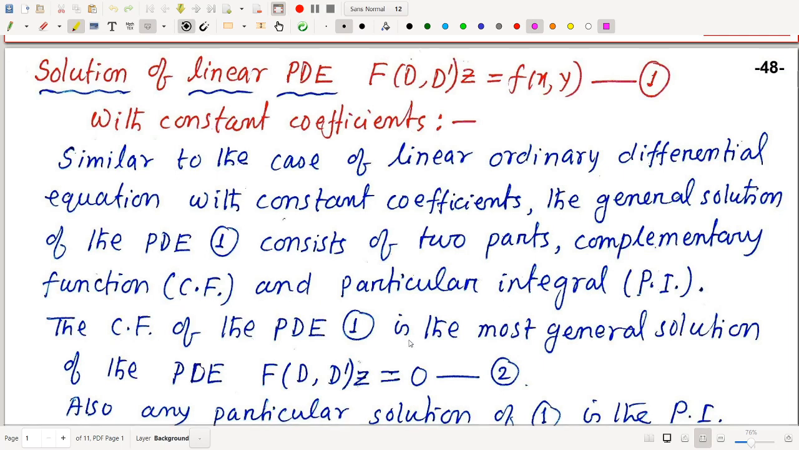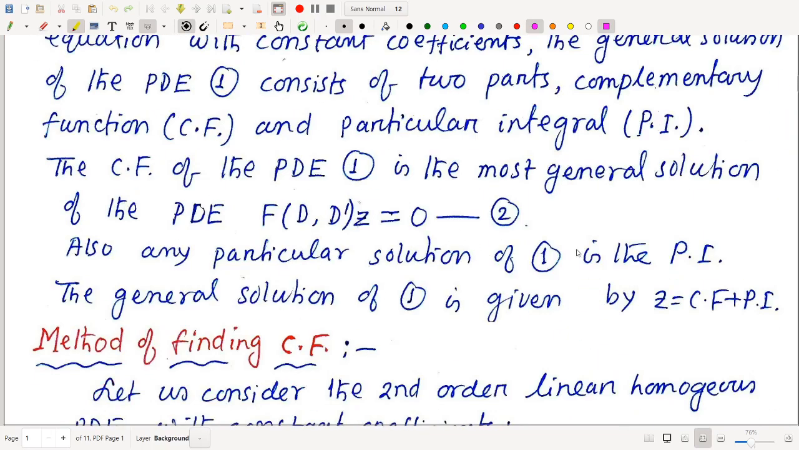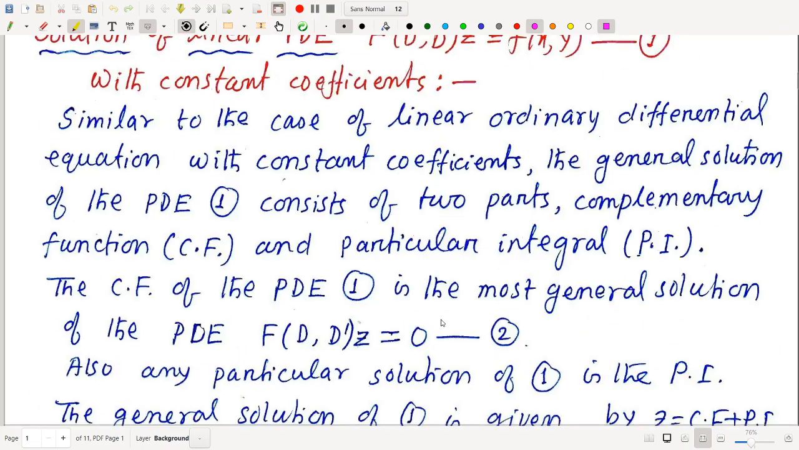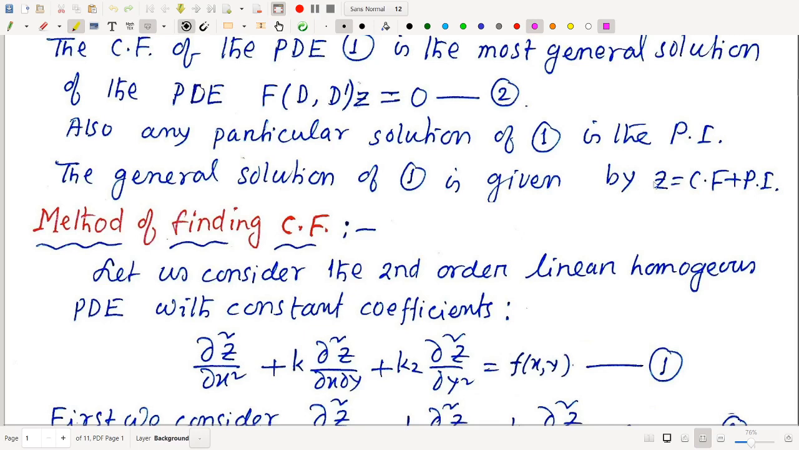The CF of the PDE number 1 is the most general solution of the PDE f of D comma D dash operating on z equal to 0. Means when in number 1 the right side you consider 0 and solve this corresponding PDE, then the general solution of that PDE is called CF, complementary function. And any particular solution of PDE number 1 with f(x,y) on the right side is the particular integral. The general solution of this PDE number 1 is given by z equal to CF plus PI.